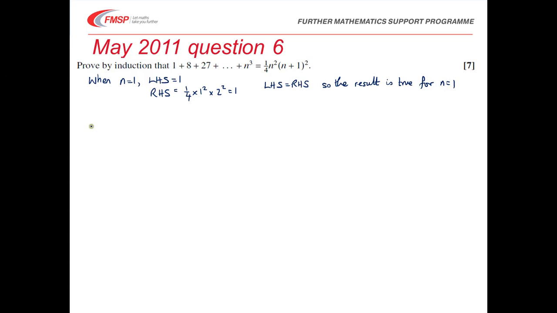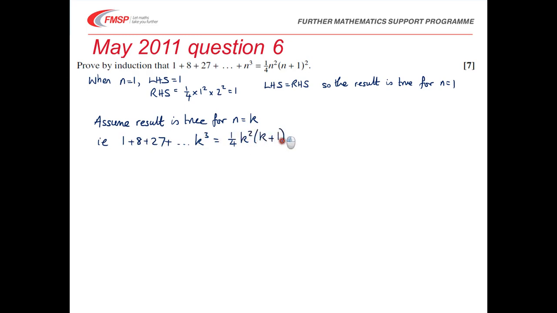The next step is to assume the result is true for n equals k. That's the same as saying that the sum of 1 plus 8 plus 27 plus all the way up to k cubed is equal to 1/4 k squared (k plus 1) squared.